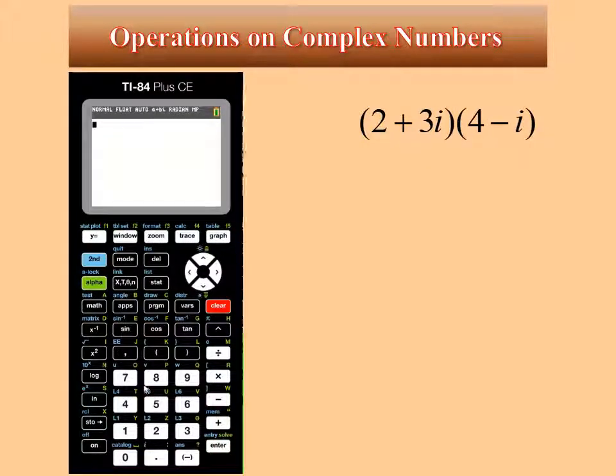Similarly, multiplication is very straightforward on the calculator. Here's 2 plus 3i, and then right next to that, in parentheses, we'll put 4 minus i. And you could also use the times key in between those, but you still have to have parentheses on each one of them.